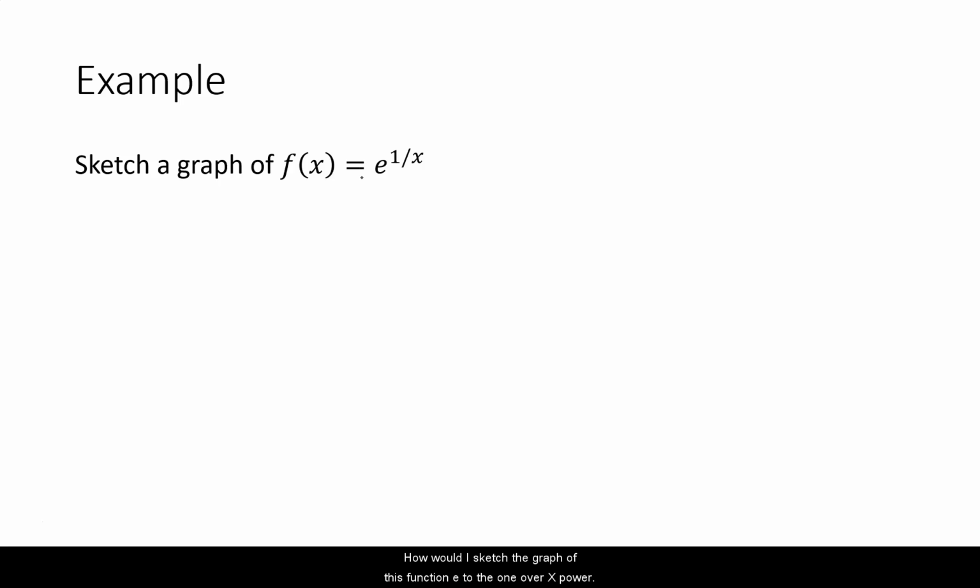How would I sketch the graph of this function, e to the 1 over x power? So we could go through a bunch of steps here to analyze it in a lot of detail, but we can focus on some of the important details. One important detail is to think about its domain. Since it's got 1 over x in the power, it'll be undefined at x equals 0. But otherwise, it will be defined. So the domain will be all x other than 0.